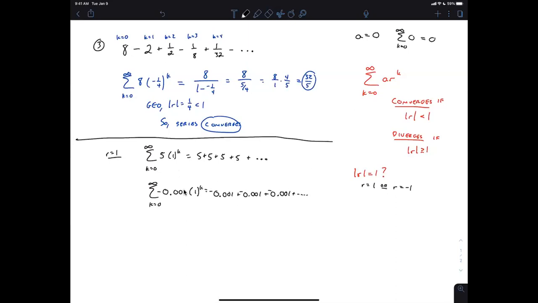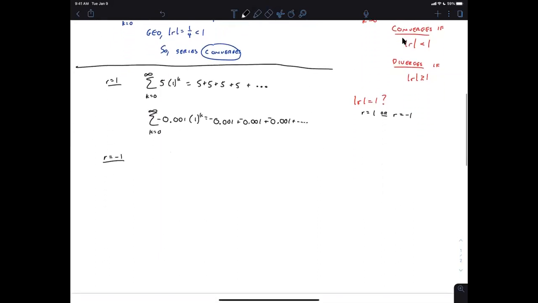Does that make sense to everybody? You guys clear? We could probably just say, okay, we're going to assume a is not 0 because that's a special case. So, okay, if r is -1, then here would be an example. I'm going to do it where the sum k equals 0 to infinity of 1 times -1 to the k. So a is 1 this time.